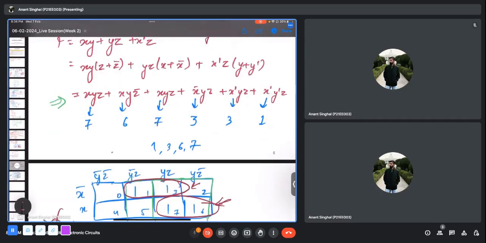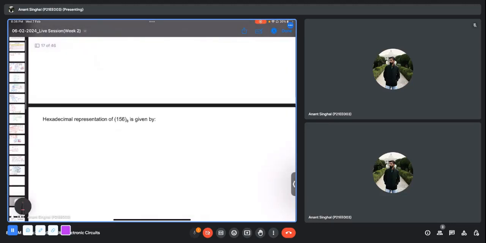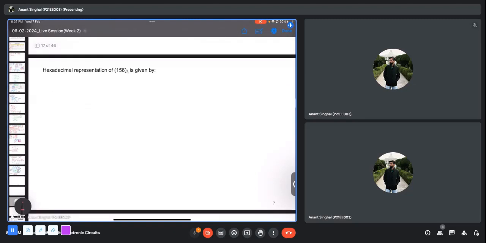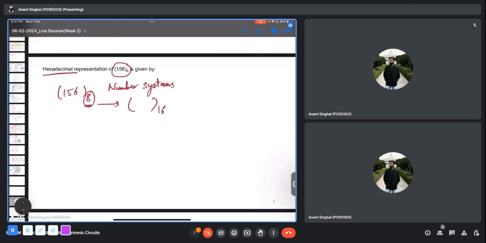Let's move ahead now. Okay, so now this particular problem is a conversion problem. We need to convert, and you can see there are several bases. In this particular problem, it is 156 to the base 8. Base 8 is in the topic of number systems. We have several bases. You have already covered all of these in the theory lectures by Professor Gautam Sir. So you need to convert base 8 to base 16.